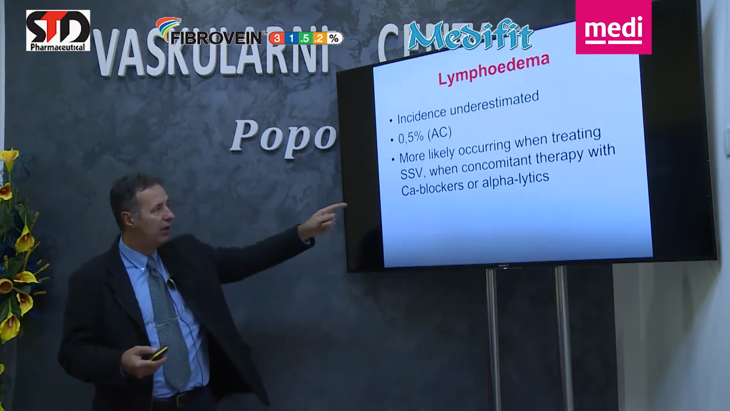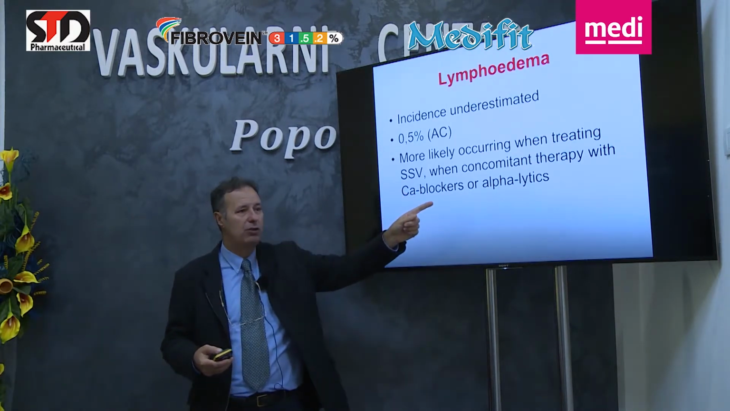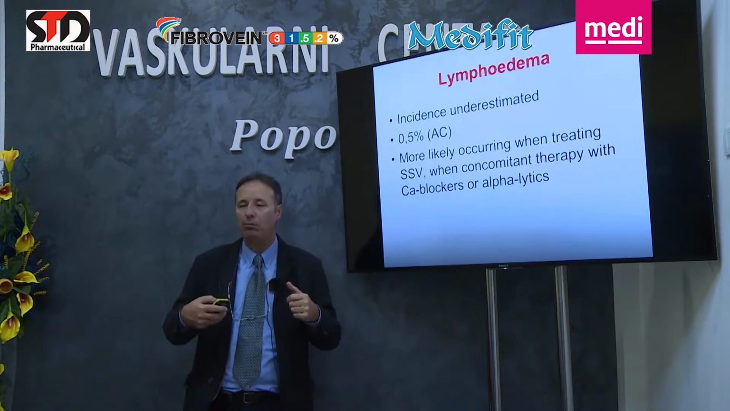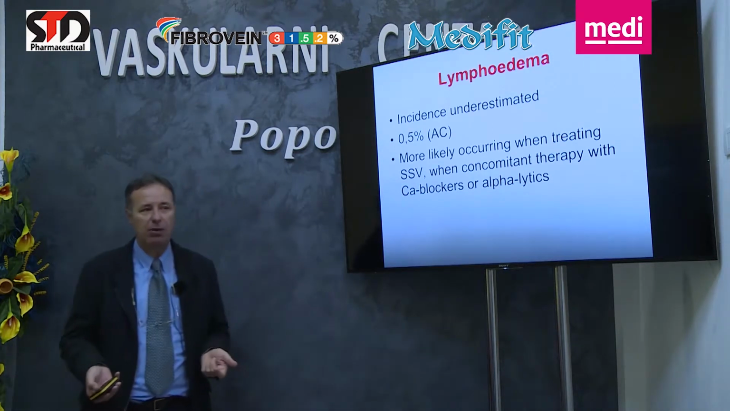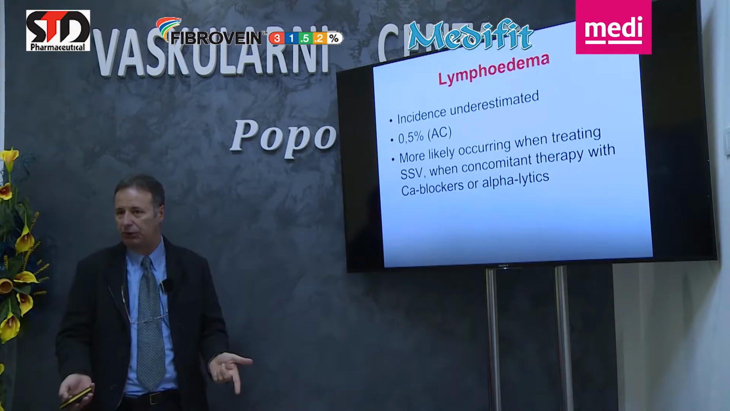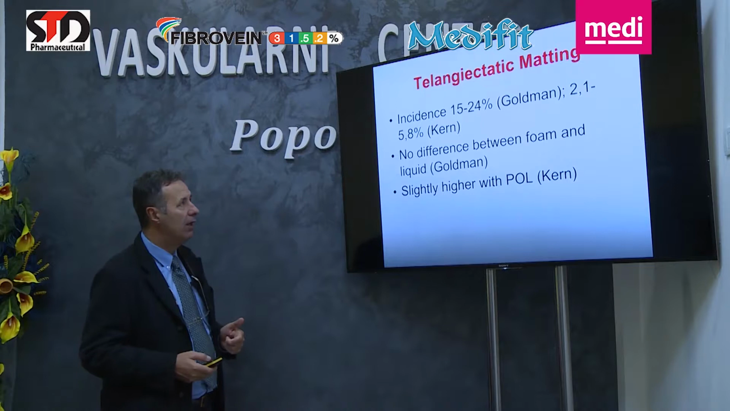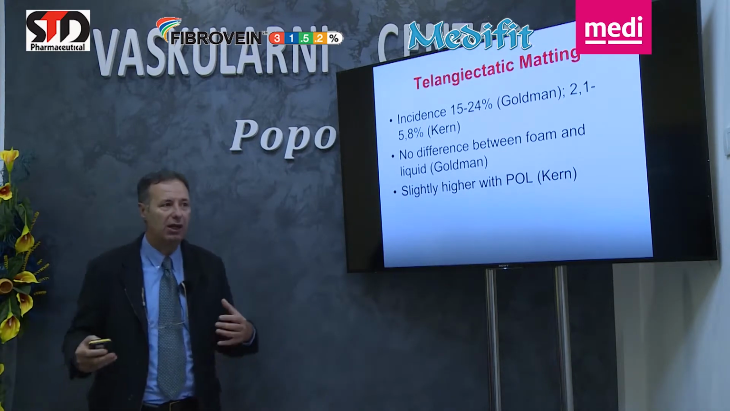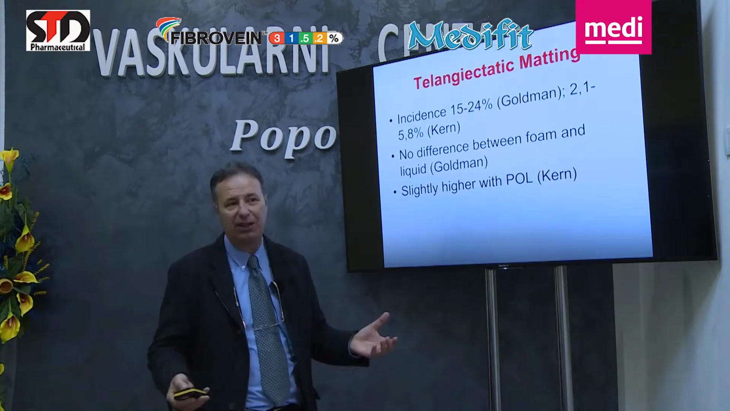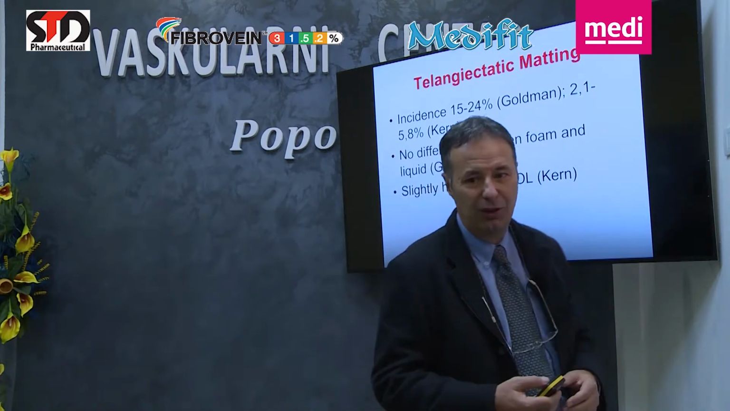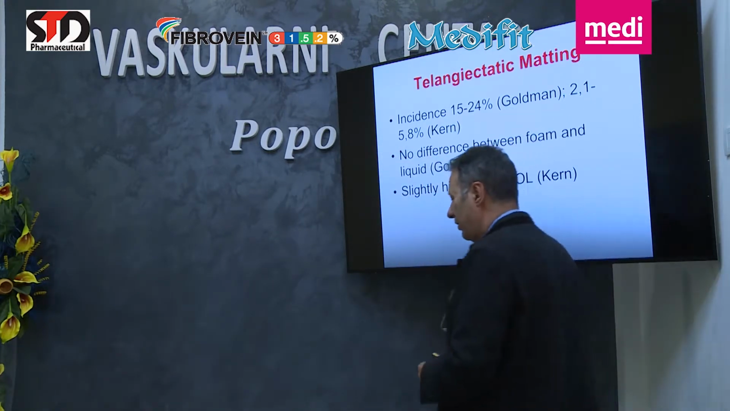And for example, when they take calcium blockers or alpha lytics, it is more prone to develop edema because of venular dilation and overwhelming the lymphatic drainage. Now we come to the real complications finally, because all these complications were real but so rare, let's say.